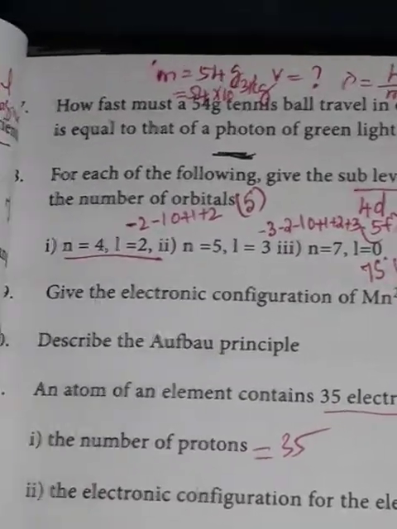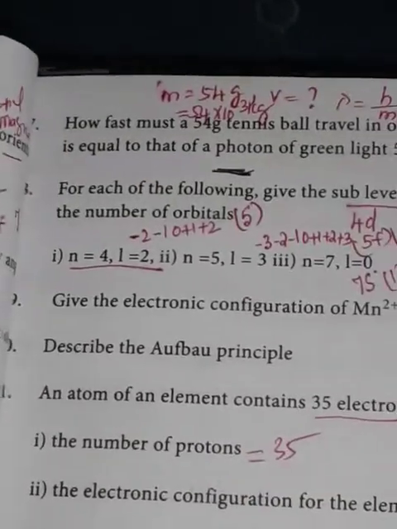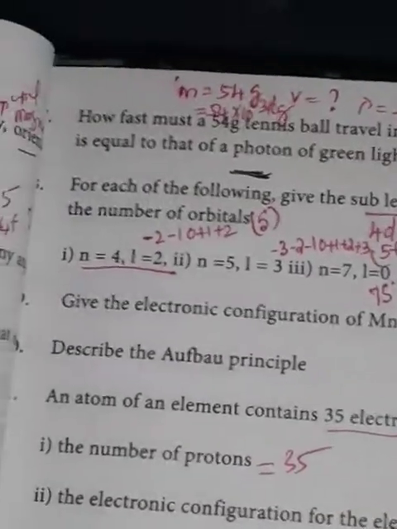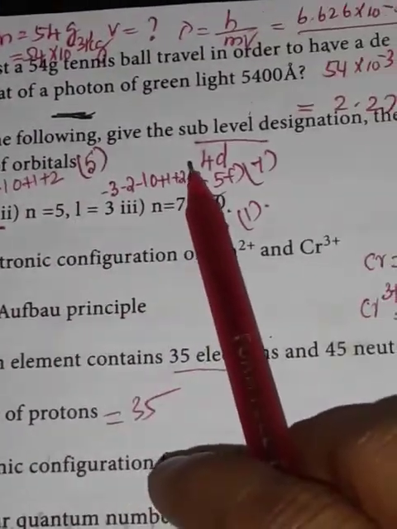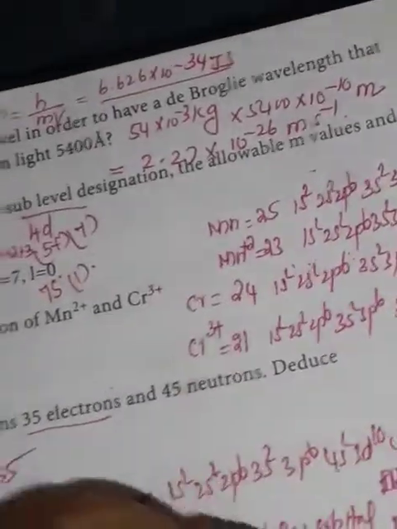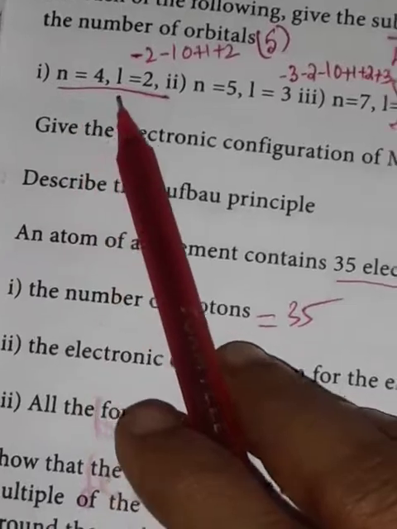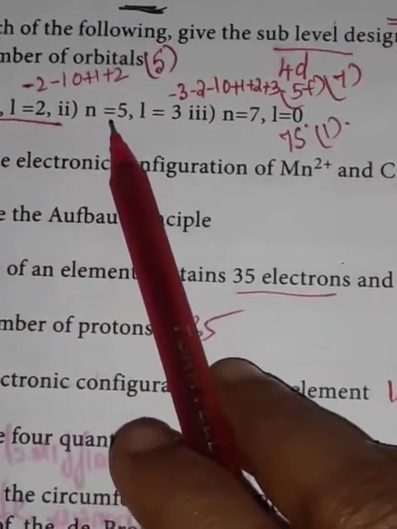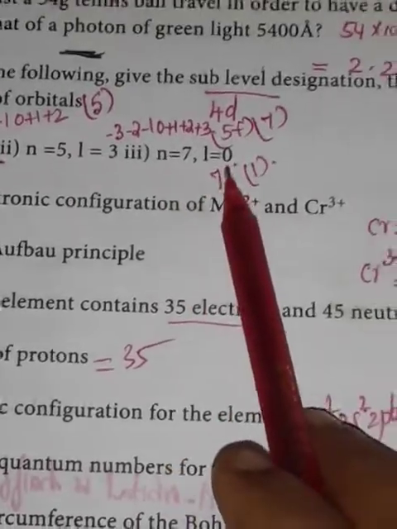Children, in this video we are also going to see some of the book back questions of lesson number 2. That is the 38th question. For each of the following, give the subshell designation, the available m values and the number of orbitals. Question number 1 is n is equal to 4, l is equal to 2; n is equal to 5, l is equal to 3; n is equal to 7, l is equal to 0.